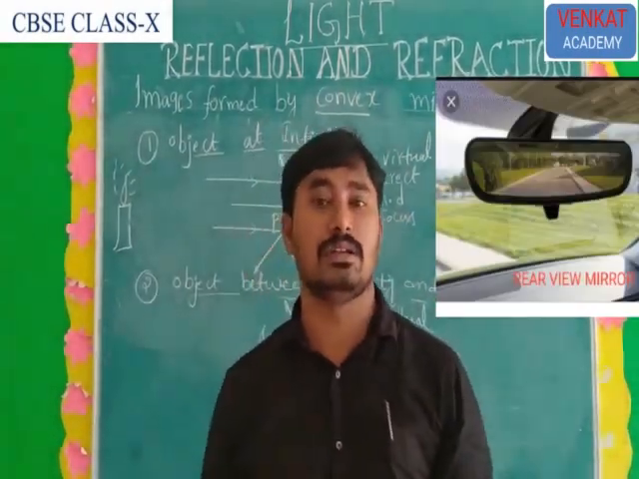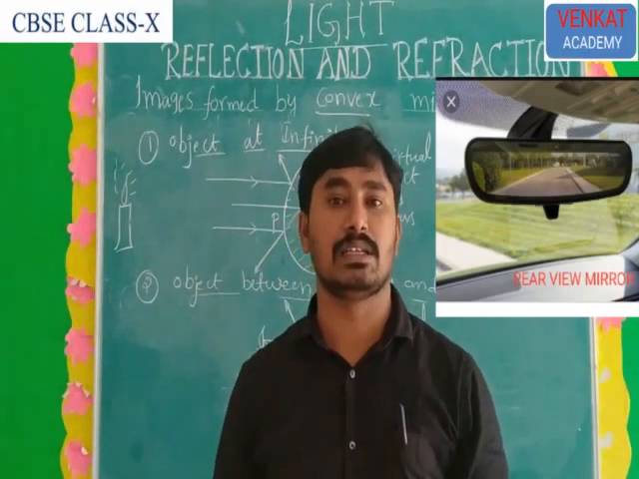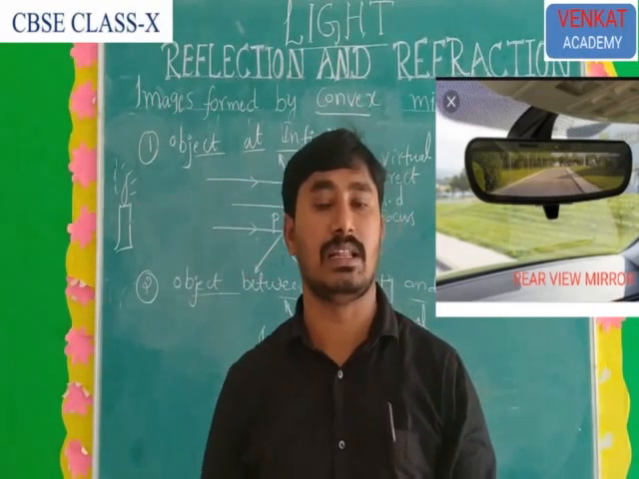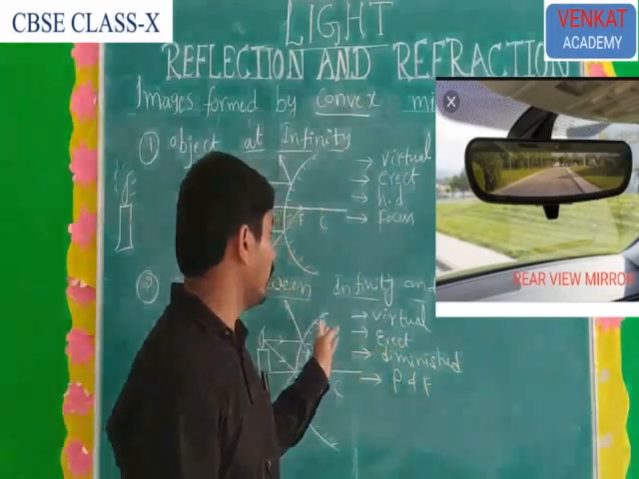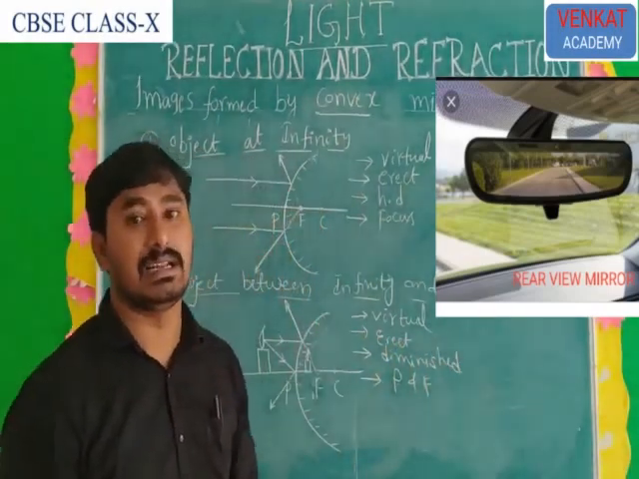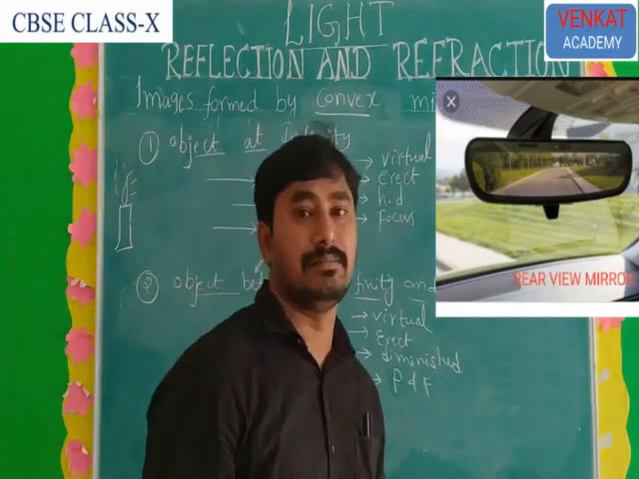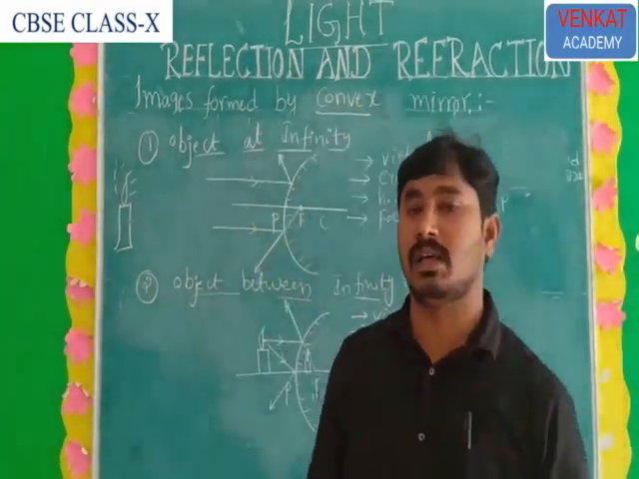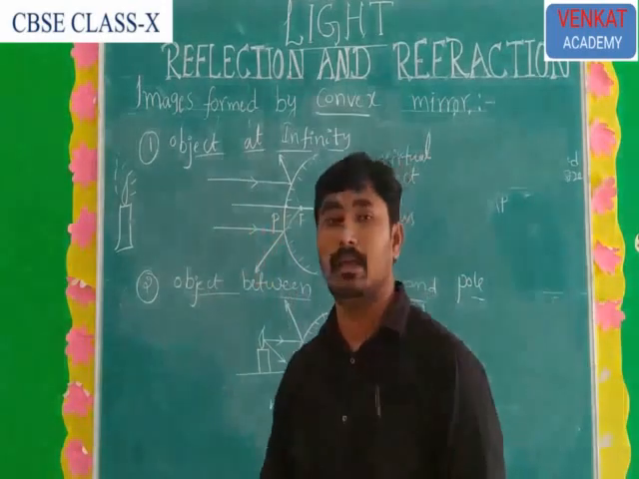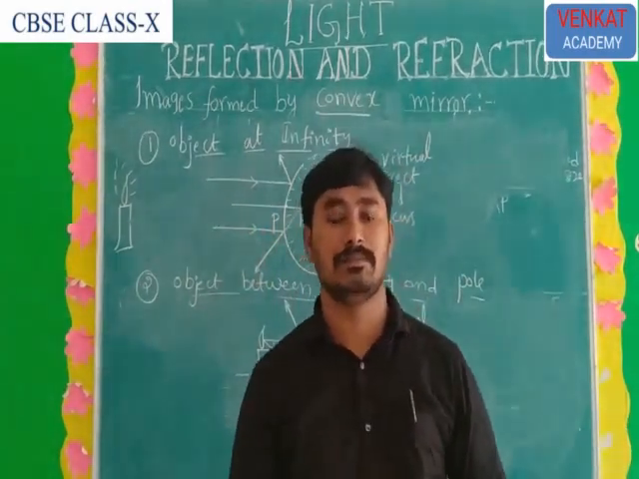And you have to observe the ATM centers. In the ATM centers also they use a mirror. That mirror is nothing but a convex mirror only. And street lights. So these are the examples for the convex mirror, second condition. Understand? So this is how the image is formed by concave and convex mirrors.